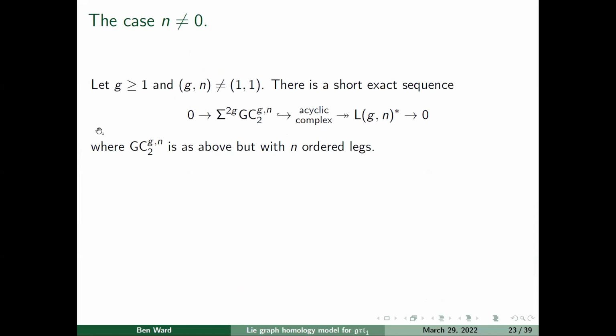So let me now look at the case n not equal to 0. Sorry, we were looking at the case of n equals 0 before, but this will work for n not 0 as well. Let me maybe throw out the case where g and n are both 1. And I can say there's the same sort of short exact sequence that we had before, except now I'll look at the n-pointed graph complex, so it has n ordered legs. And otherwise, everything works exactly the same.